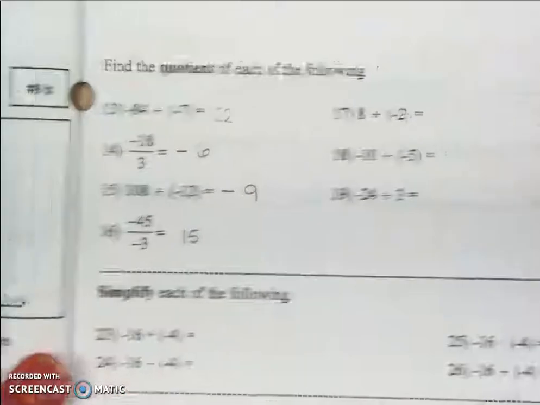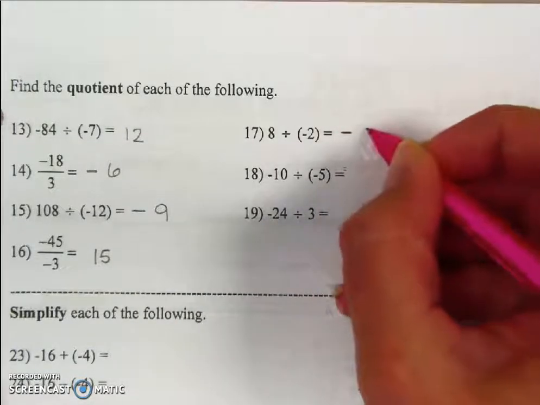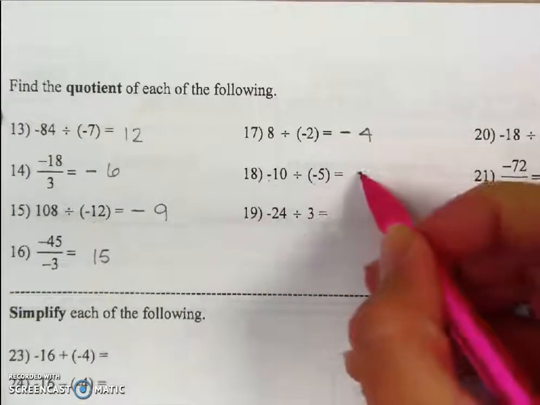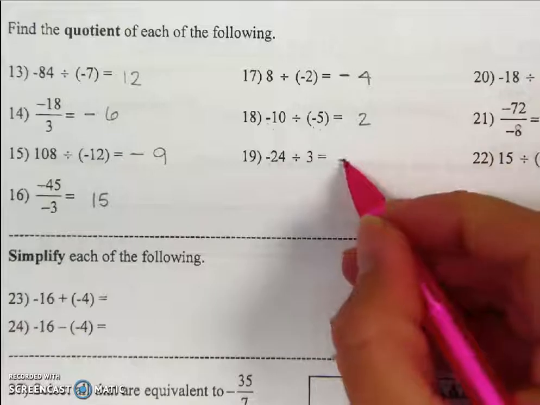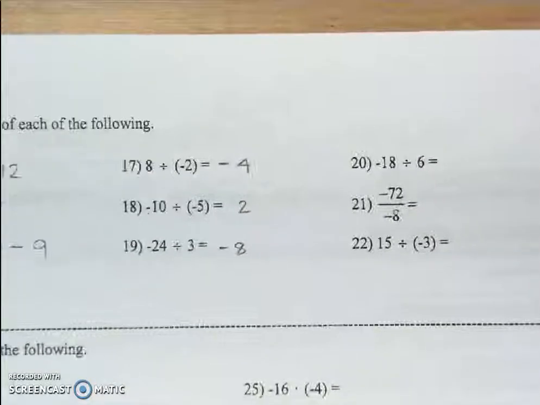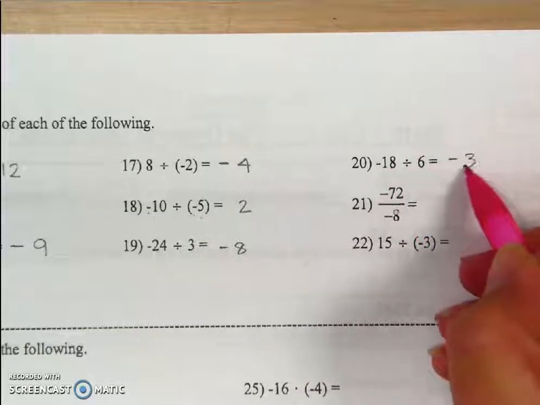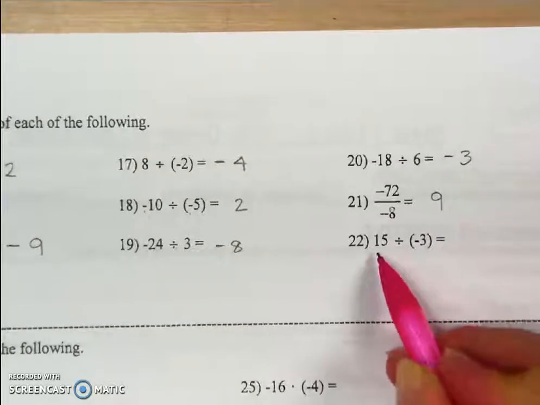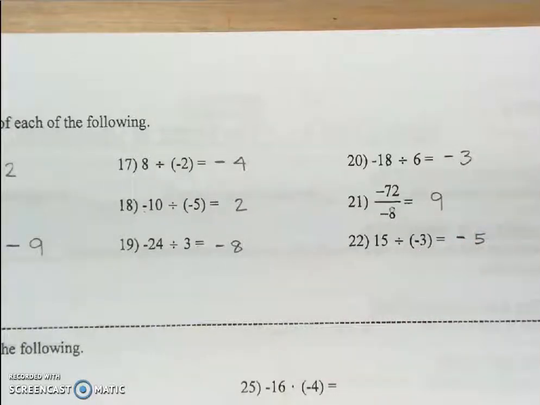Opposite of the opposite. Number 17, 8 divided by negative 2. I see one negative, so it's going to be negative 4. Negative 10 divided by negative 5. Opposite of the opposite, so it's positive 2. I only see one negative sign here, so this is going to be negative, and 24 divided by 3 is 8. Number 20, negative 18 divided by 6. So I only see one negative, so our answer is negative, and 18 divided by 6 is 3. Negative, negative comes out positive, and that's going to be a 9. 15 divided by 3 we know is 5, but I see a negative in there, so it's really negative 5.